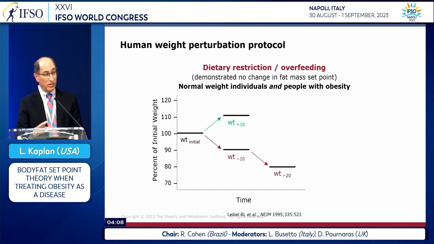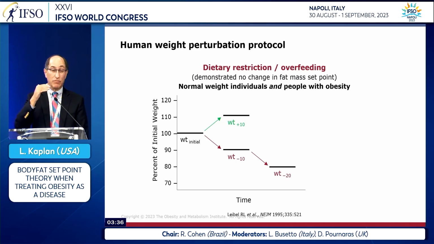So here's an experiment done now 28 years ago by the group at Columbia University in New York, led by Rudy Leibel and Michael Rosenbaum. And what they did with people, we've moved from the rats to the people, is that everybody was at their initial weight. Some of the people had obesity, and some of the people were normal weight. There was no difference in response between the people with obesity and the people with normal weight. That's how we know that the defense of body fat mass is maintained normally, even in the setting of obesity, because this study looked at people with obesity.